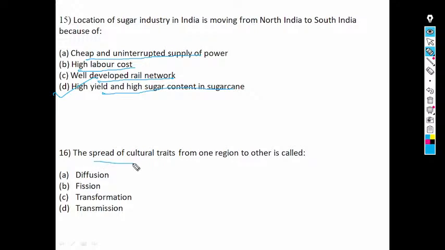The spread of cultural traits from one region to another region is called: diffusion, fission, transmission, or transformation? Okay, the spread from one region to another region is called diffusion. Let's go for the answer.